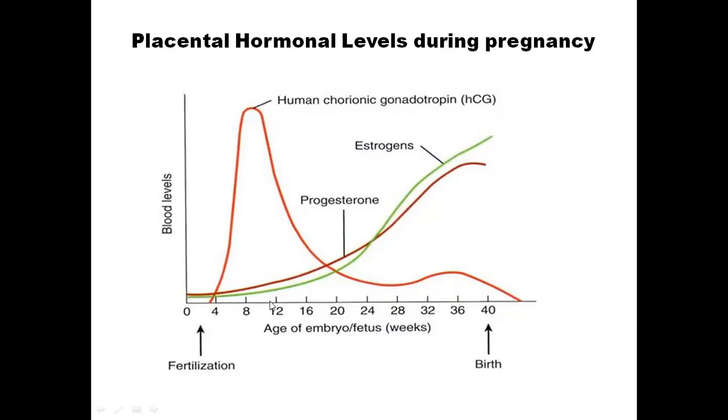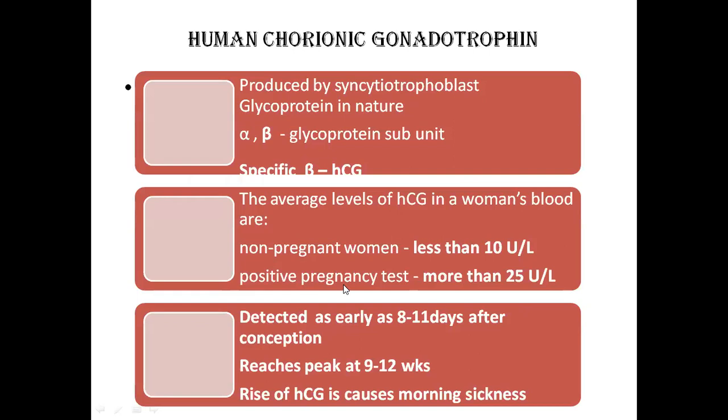And the main hormone during this first trimester is the human chorionic gonadotrophin secreted from the syncytial trophoblast, reaches its peak at about 9 to 12 weeks, and it can be detected as early as 8 to 11 days. So in the second week of pregnancy only, it has started rising. So human chorionic gonadotrophin is very, very important. It is produced by syncytial trophoblast, glycoprotein in nature, and pregnancy specific is beta HCG. Beta subunit of HCG is very, very important.